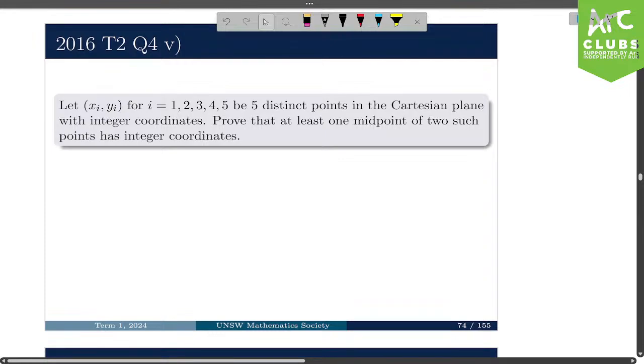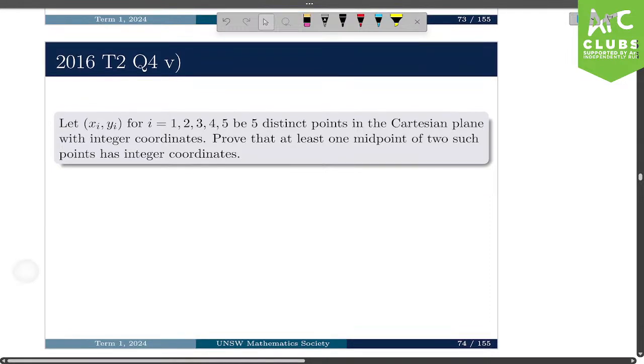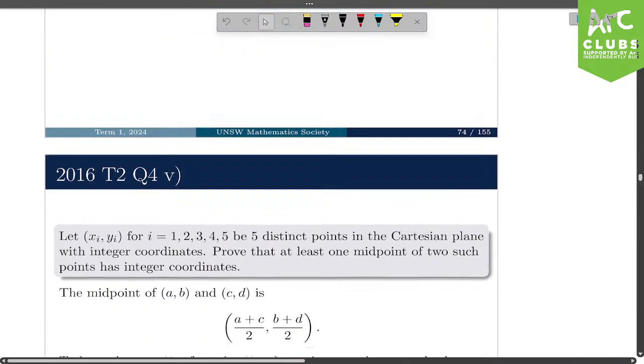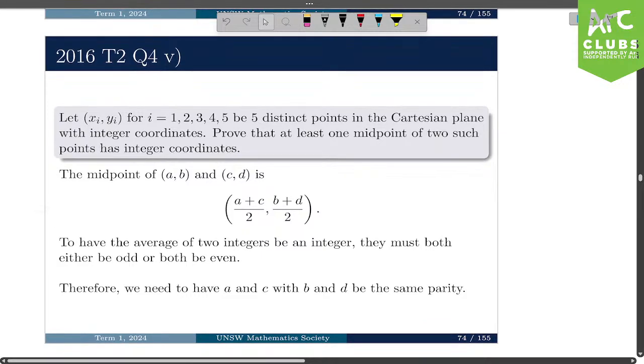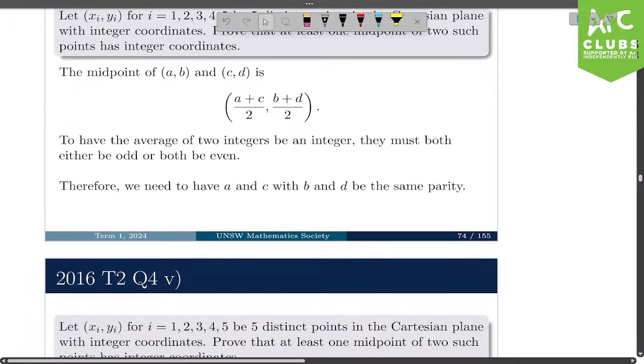Anyways, going back to the question, I don't feel the need to restate it. You can read it here if you want, and it'll be here in the next slide anyways. We note that the midpoint of the points A, B, and C, D is A plus C on 2 and B plus D on 2. For the average of the two integers to be an integer, they must either be both even or both odd. So in other words, A and C and B and D must have the same parity. Parity just means oddness or evenness of a number.